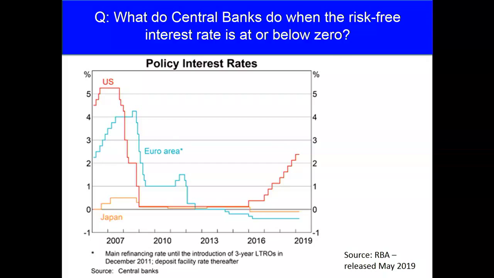Now, quantitative easing assumes that interest rates are high enough to be lowered. But what if interest rates are at zero? You can see here that in the US, sure enough, interest rates are above zero. They've gone up to almost 3%. But in large parts of the European area and in Japan, interest rates are actually below zero. So quantitative easing isn't going to really help anything.